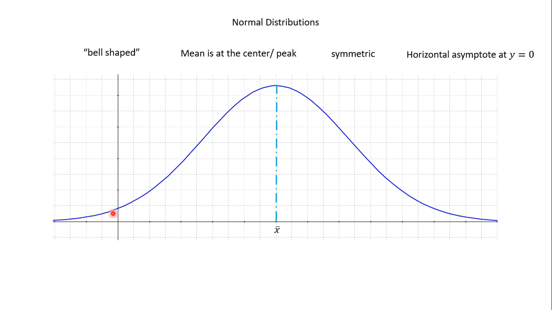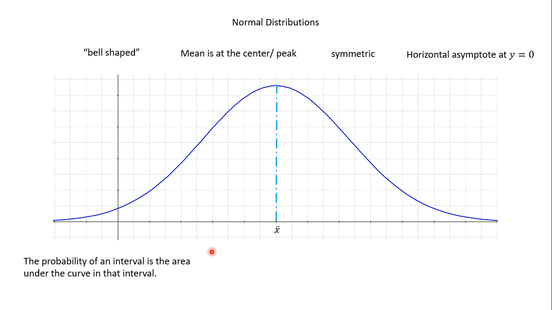Now, what's really cool about a normal distribution is that if we take the probability of an interval, or an area underneath it, that's going to give us the probability of the interval. For instance, if we found the area between this x value and the mean, that would give us a probability of getting something in that interval. And we'll talk about that a little bit more later.